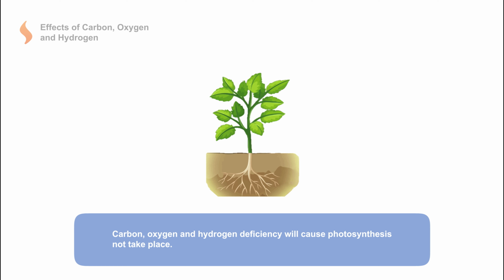Carbon, oxygen and hydrogen deficiency will cause photosynthesis not to take place. It will cause less oxygen to be released by plants. It will cause stunted growth, which can cause death because there is no glucose.